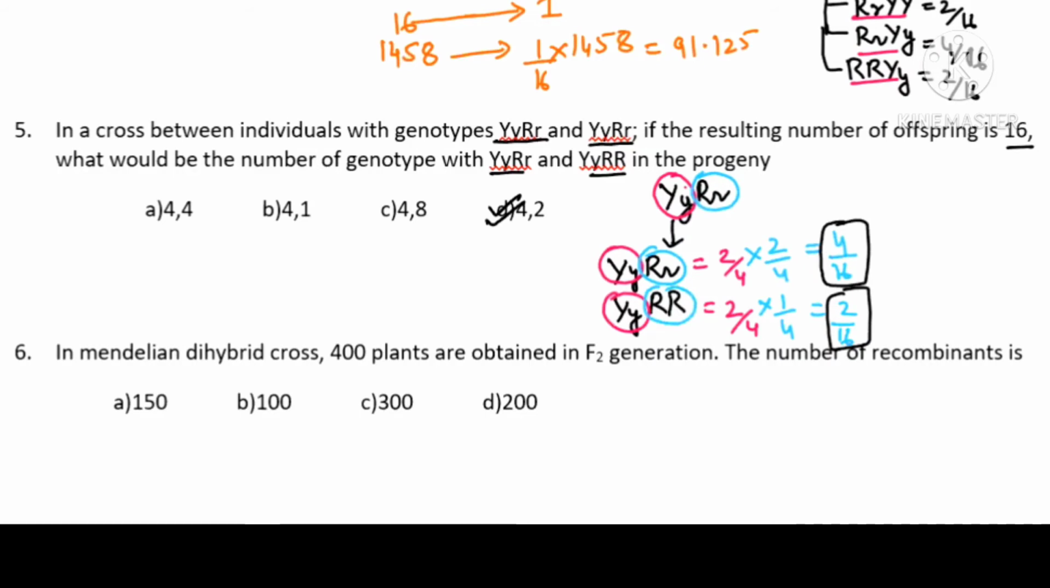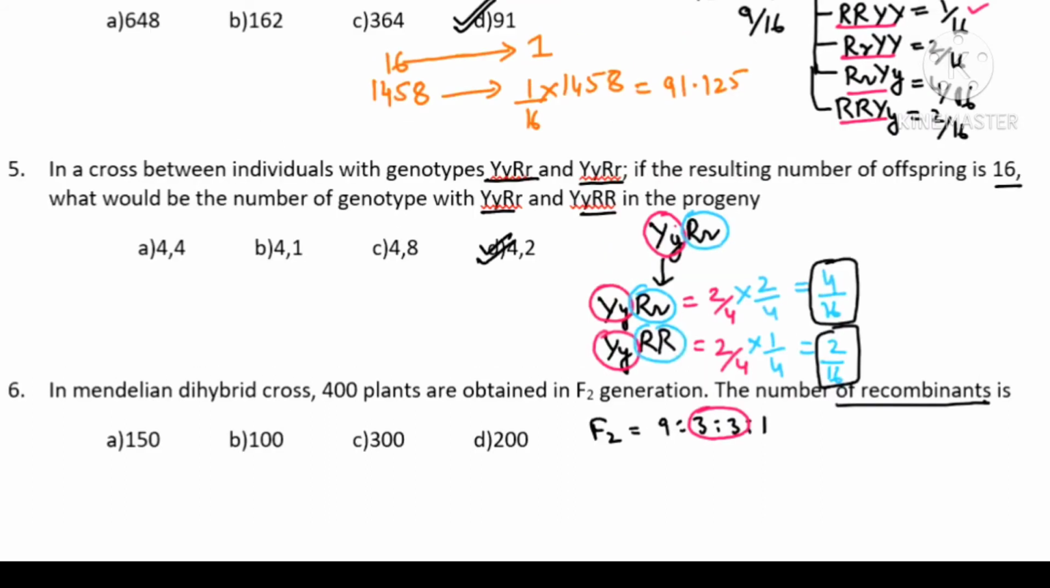Now next question. In a Mendelian dihybrid cross, 400 plants are obtained. How many recombinants are there? So first of all, you remember the phenotype ratio of F2 generation, 9 is to 3 is to 3 is to 1. If you remember, these were recombinant. So you were getting 6 recombinant when the total was 16. So when the total is 400, how much recombinant you will get? 6 into 400 by 16.